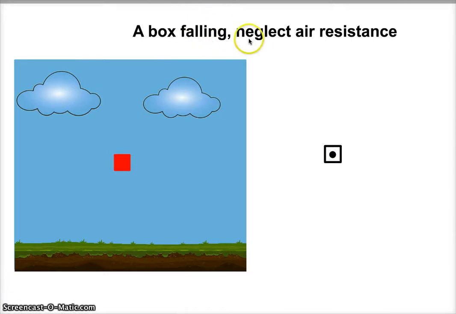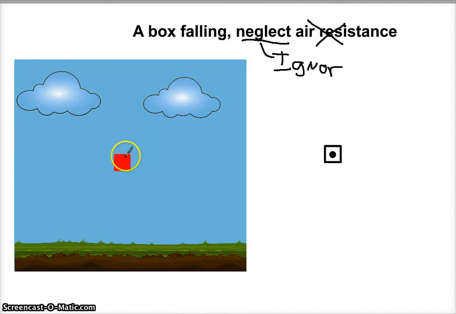All right, so back to this neglect air resistance thing. What neglect means also means to ignore. And you'll sometimes see it written as the word ignore. Ignoring or neglect means we don't care about air resistance in this situation, so you don't have to draw it.